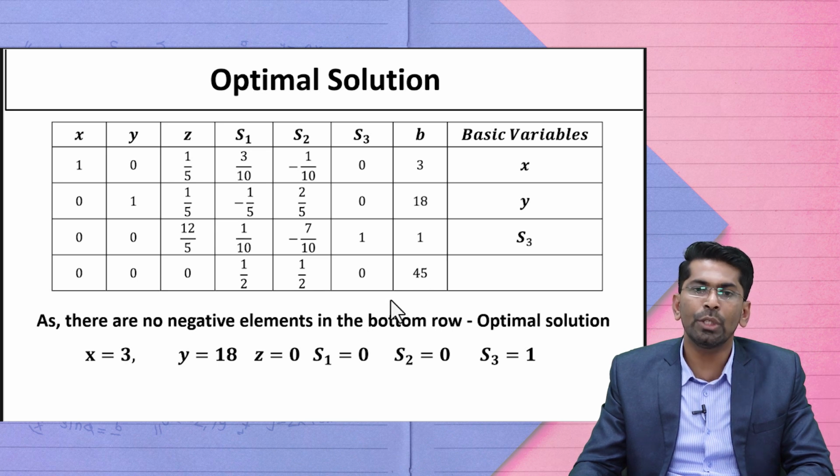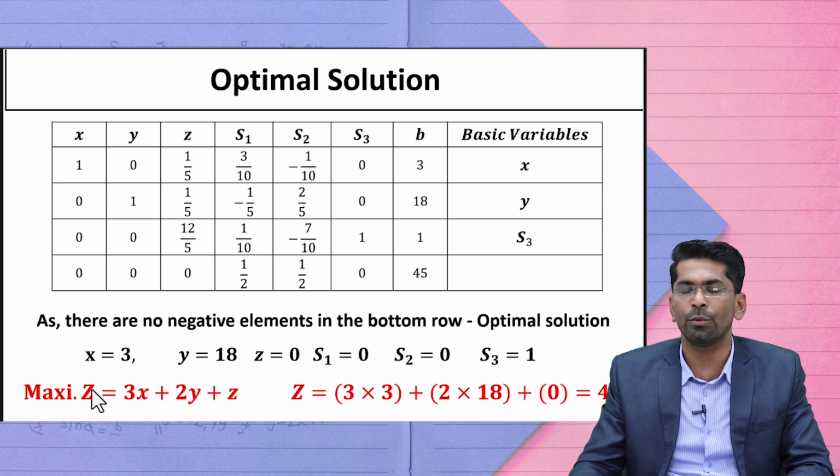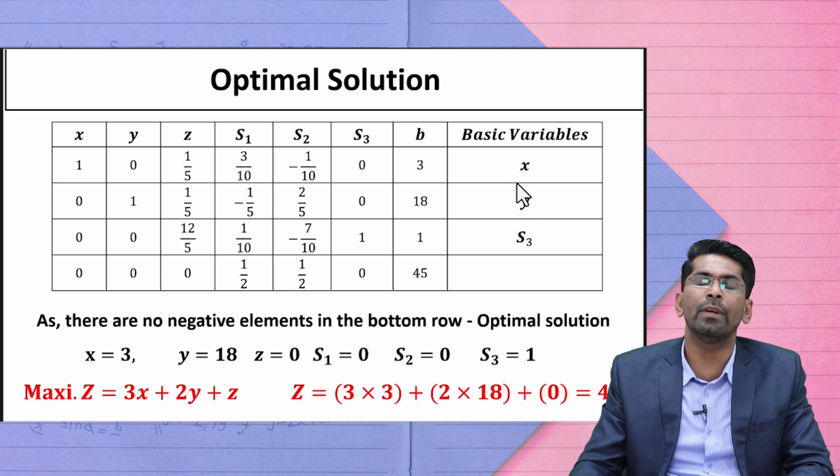So we have a solution here, and we can calculate the maximum value. Our objective function was maximization of profit, that is z is equal to 3x plus 2y plus z. So here we are going to substitute the values of x, y and z. We have 0 value for z as well, because the basic variable here, while departing and entering, we did not consider the z value. So the z value will become 0.